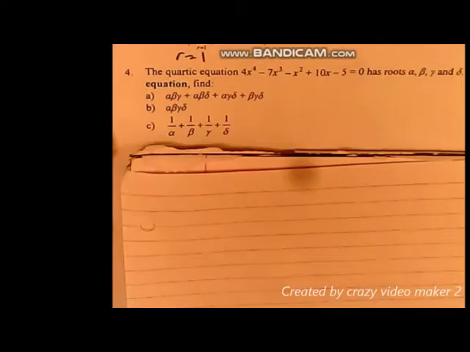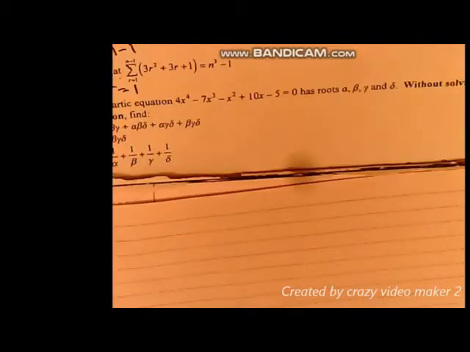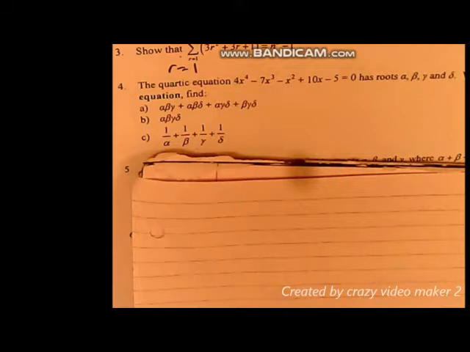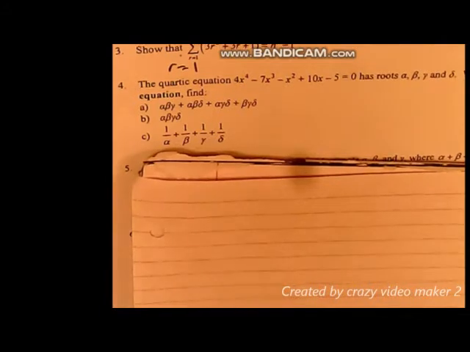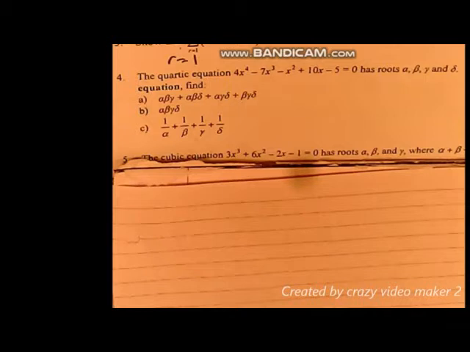The quartic equation 4x to the power 4 minus 7x cubed minus x squared plus 10x minus 5 has the roots alpha, beta, gamma, delta. Without solving the equation, find all the above. And what I like to do is write down all the sums first, because there's always a trick.